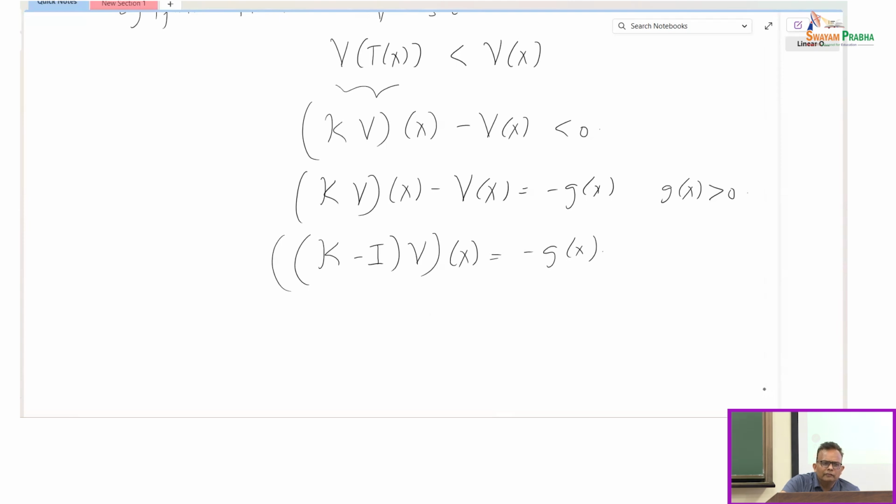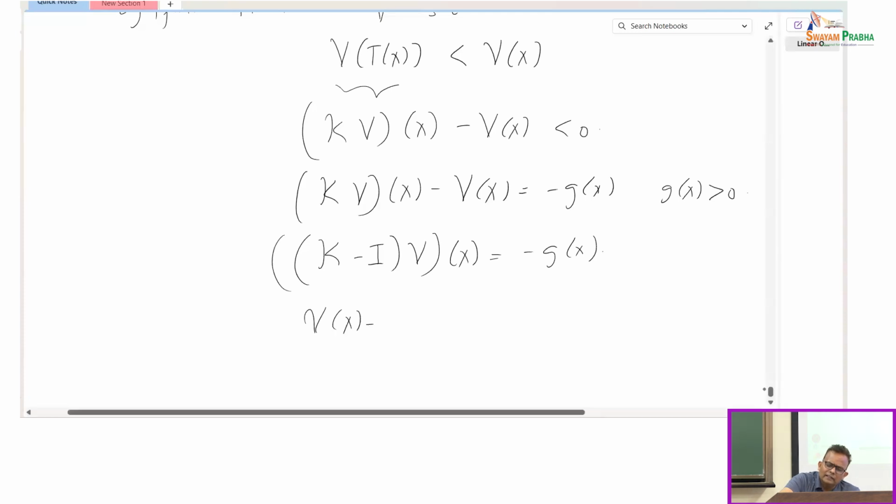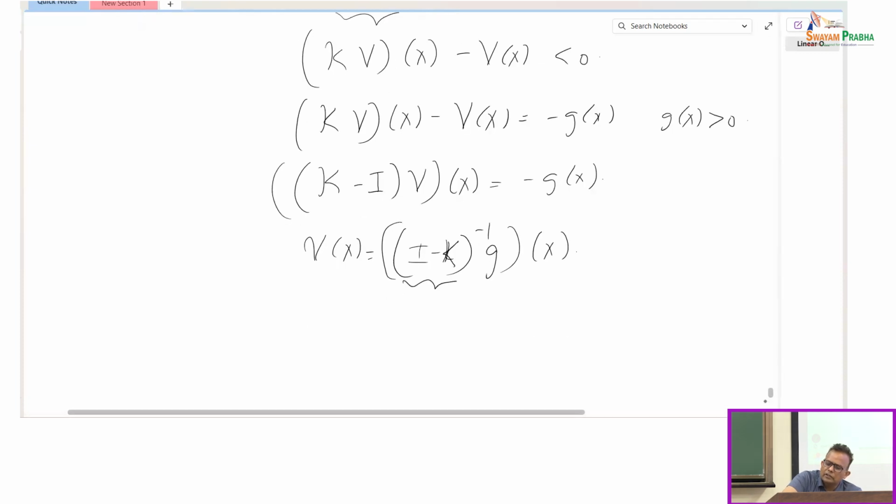You can actually invert the left-hand side because this is an operator. So you can write this in terms of kappa minus identity, and take the inverse of this. You can then write it as what is called a resolvent of this operator. So you can write down this V of x as kappa inverse G of x. So this is basically what is called a resolvent.